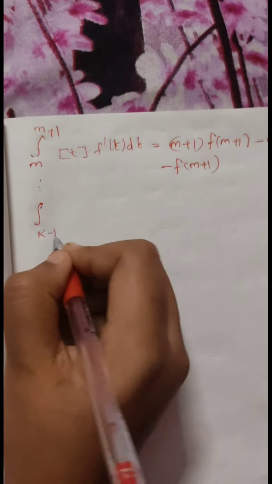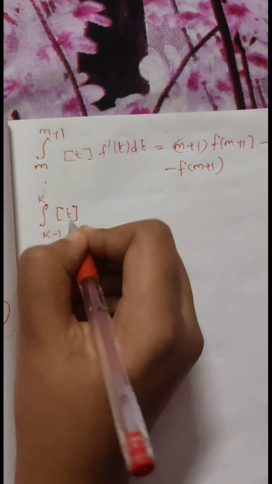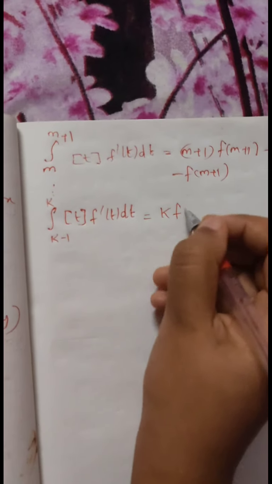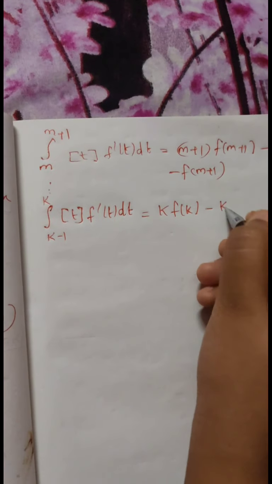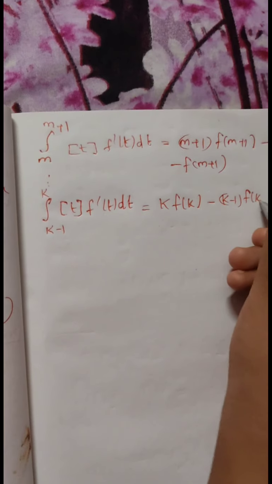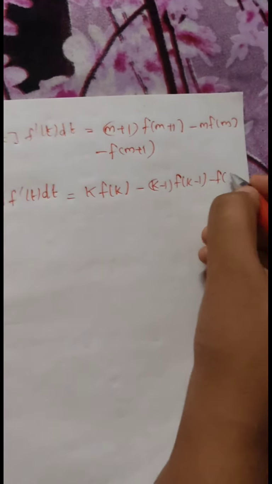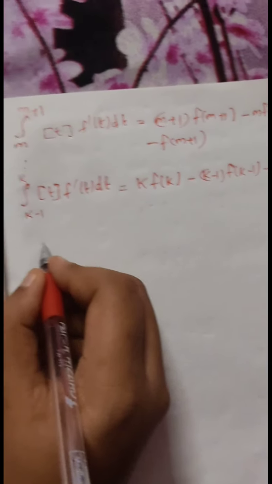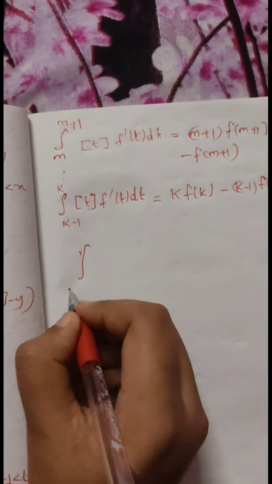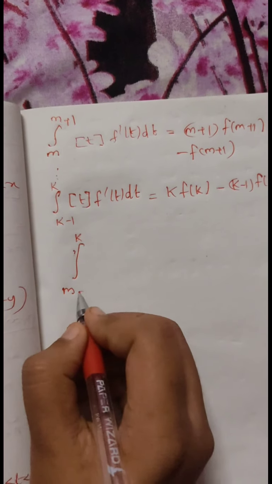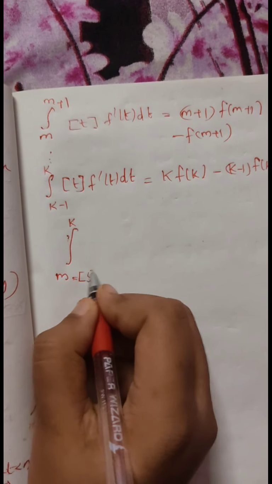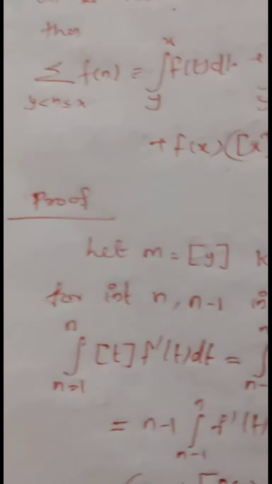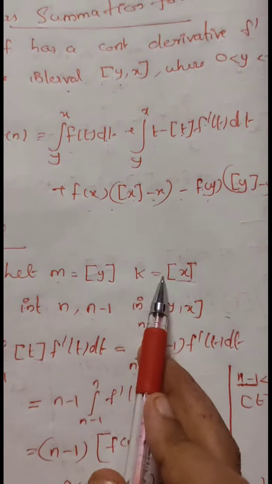The integral from k minus 1 to k of [t] f'(t) dt is equal to k f(k) minus (k minus 1) f(k minus 1) minus f(k). So thus, the integral from m to k. What is m? m is actually the greatest integer less than or equal to y, and k is the greatest integer less than or equal to x. We have taken it like this in the beginning of the proof.